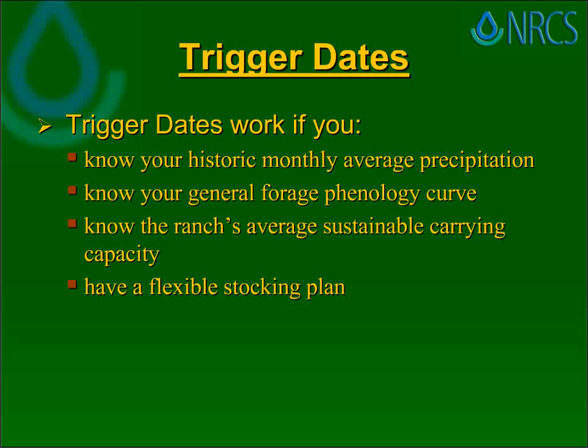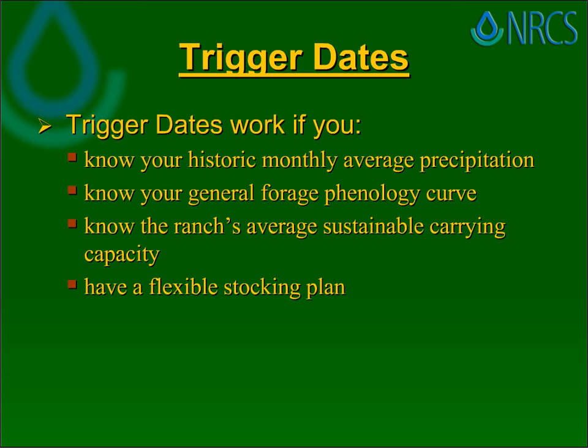Okay, here's what we used to develop those trigger dates. As a producer for your area, you're going to need to know your historic monthly average precip. You can get that off the website there at the National Weather Service. You need to know your general forage phenology curve. When does the grass grow and how much of it grows? I'll give you an example of that so you can see how that works in just a second.